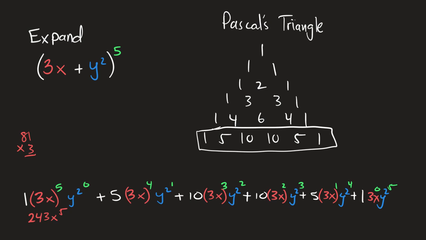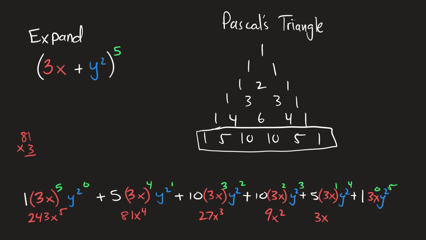And then we have 3 to the 4th, which should be 81. So this would be 81x to the 4th. And then 3 to the 3rd is 27x to the 3rd. 3 to the 2nd is 9x squared. 3 to the 1st is just 3x. And 3 to the 0 is just 1. I won't even put anything there. And we have to make sure that we also do the y components. So I'll do that too.